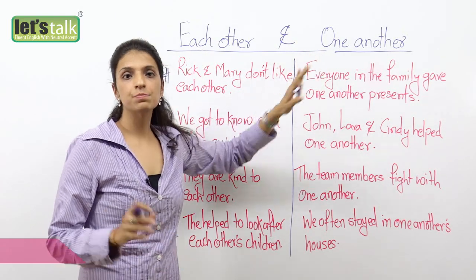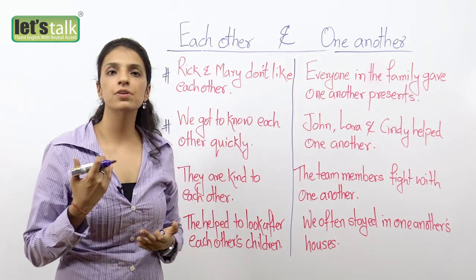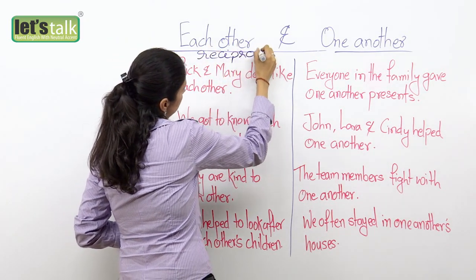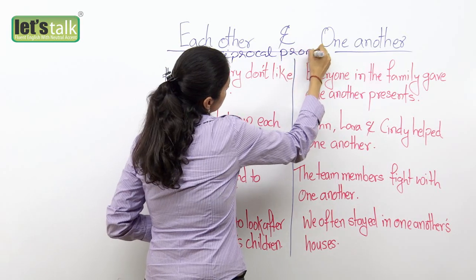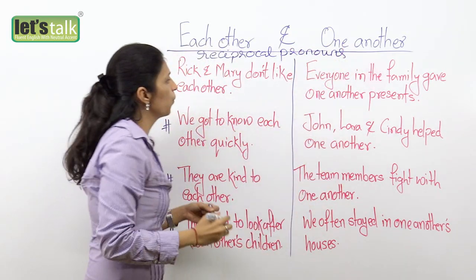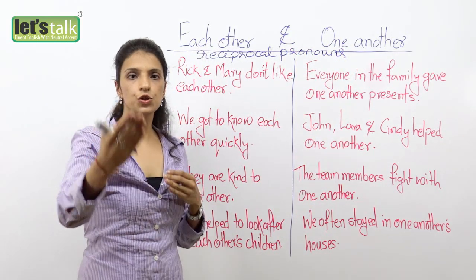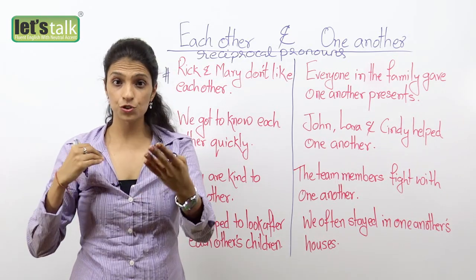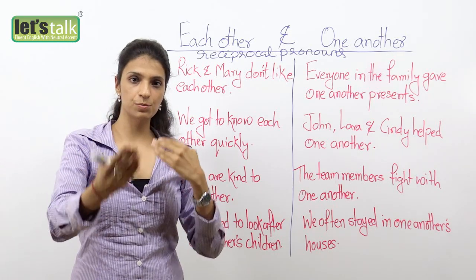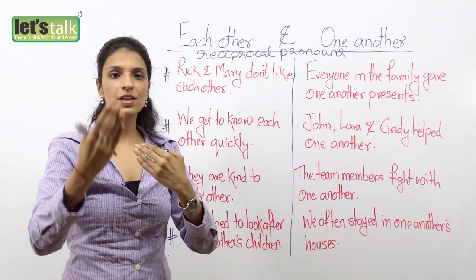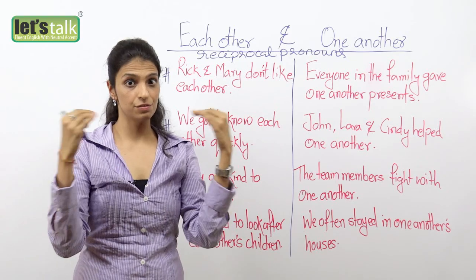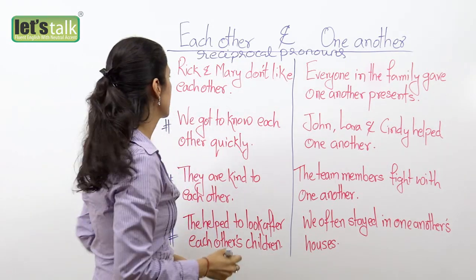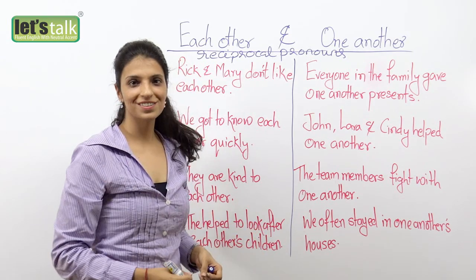First of all, let's start by understanding they are reciprocal pronouns. When I say reciprocal, that means you and I. So you like me and I like you. So you and I like each other. It's mutual. We are reciprocating feelings. They are not reflexive like myself. They are reciprocal. You and I exchange gifts. So we exchange gifts with each other, right?